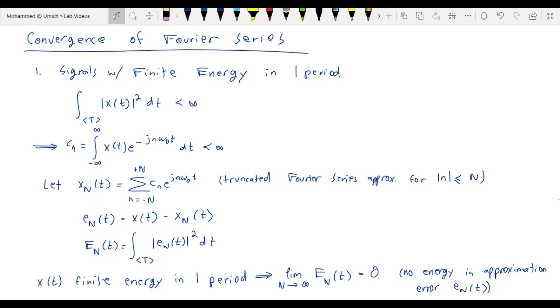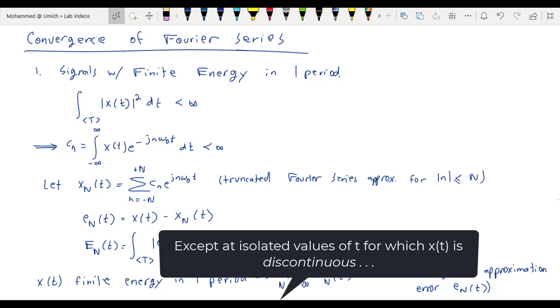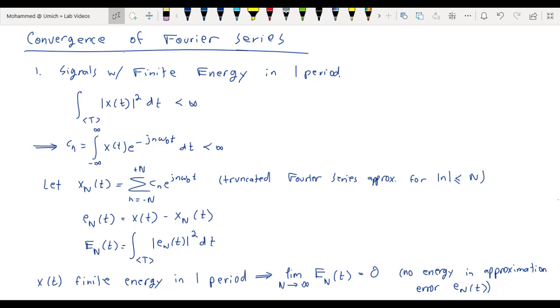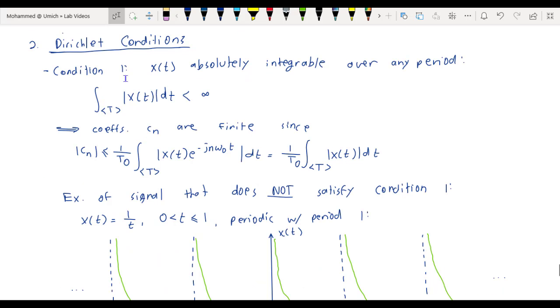Now, an alternative set of conditions developed by Dirichlet guarantees that x of t equals its Fourier series representation except at isolated values of t for which x of t is discontinuous. And at these values, the infinite series converges to the average of the values on either side of the discontinuity. There's three conditions that constitute the Dirichlet conditions. The first condition is that over any period, x of t must be absolutely integrable. So the integral over one period of magnitude of x of t dt has to be less than infinity.